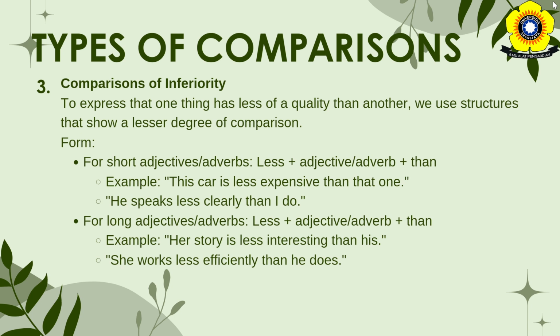3. Comparisons of inferiority is to express that one thing has less of a quality than another. We use structures that show a lesser degree of comparison. Form for short adjectives is less plus adjective plus than. Example, this car is less expensive than that one. He speaks less clearly than I do.